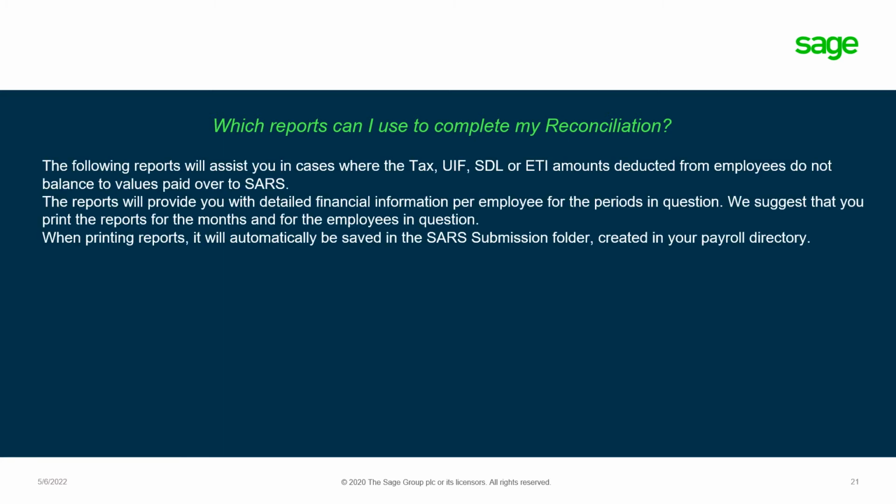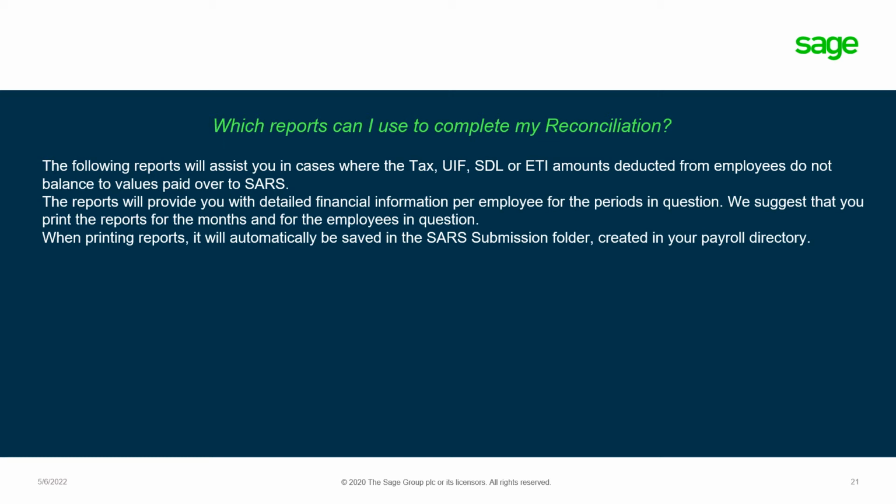The following reports will assist you in cases where the tax, UIF, SDL, or ETI amounts deducted from employees do not balance to values paid over to SARS. The reports will provide you with detailed financial information per employee for the periods in question. We suggest that you print the report for the months and for the employees in question. When printing reports, they will automatically be saved to the SARS submission folder created in your payroll directory for Classic and Premier users.